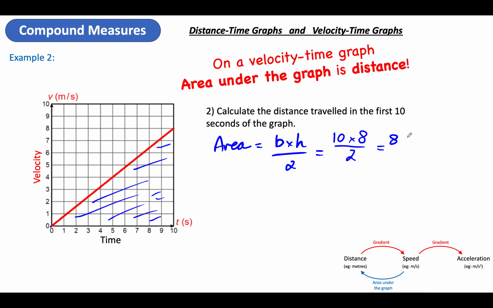Well, 10 times 8 is 80. Divided by 2 equals 40. The area is 40, so my distance is 40 meters because that's what my velocity is in meters per second, so it must be meters. Yeah? If find the area under the graph. See, it's not as bad as it sounds, okay?